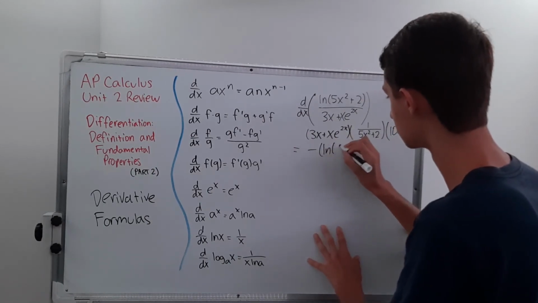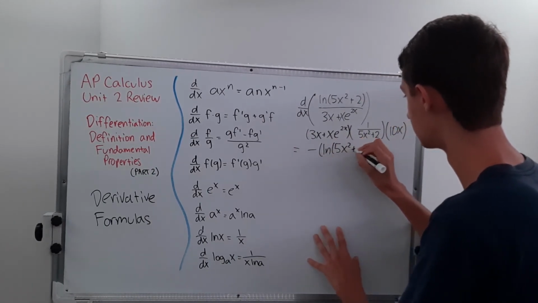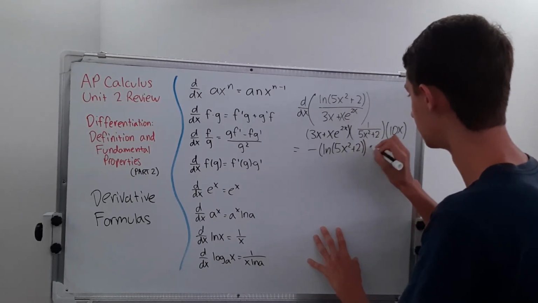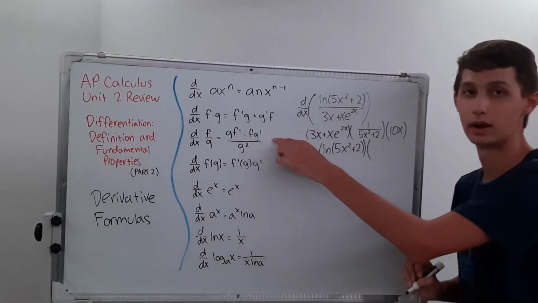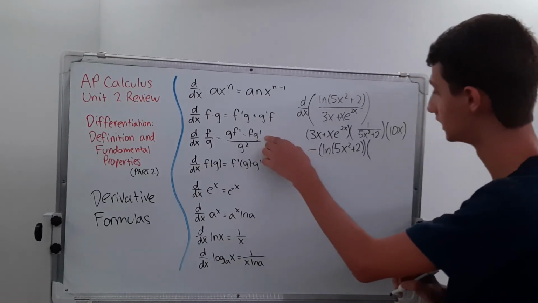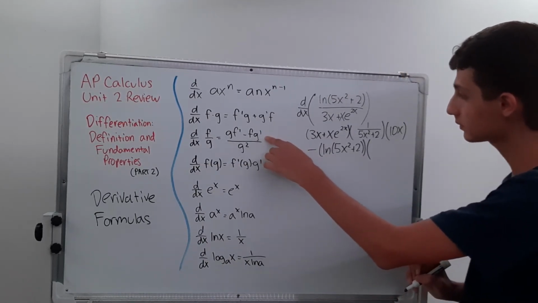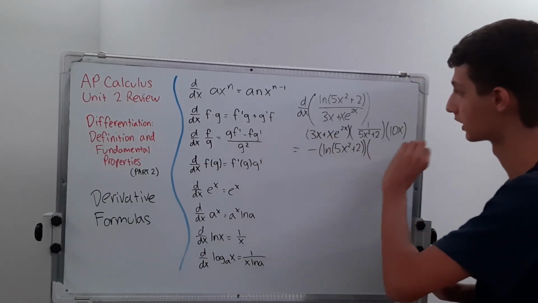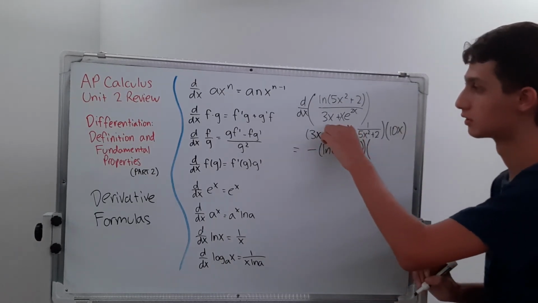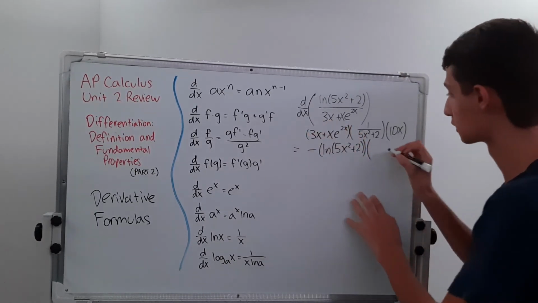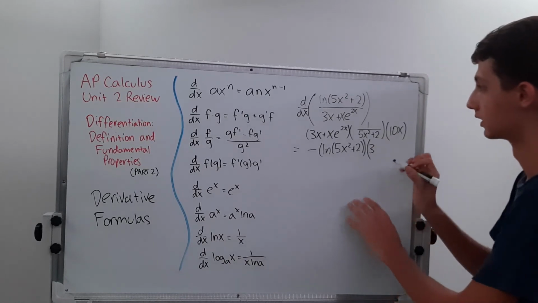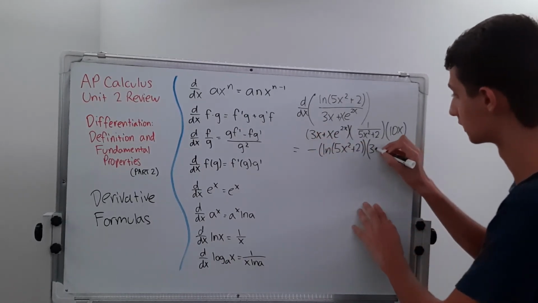we just copy paste it here, and then we multiply it by our g prime. So this is going to be, am I going to have enough space? Yeah, I will. So the derivative of this bottom is going to be 3, plus, again, really easy there.